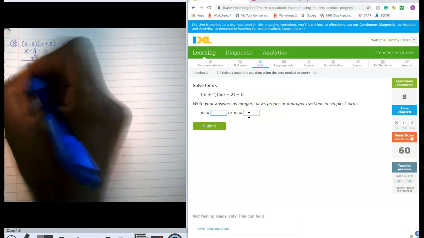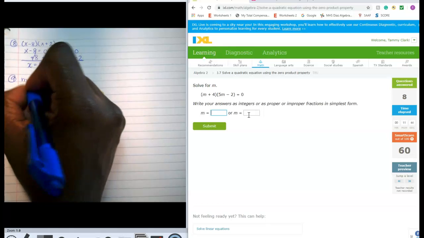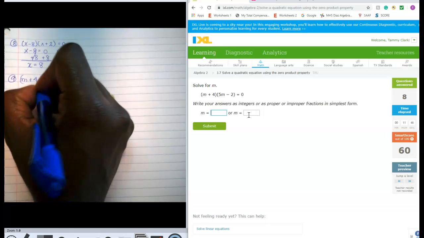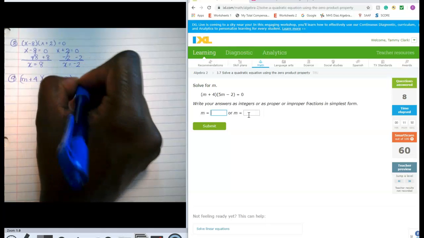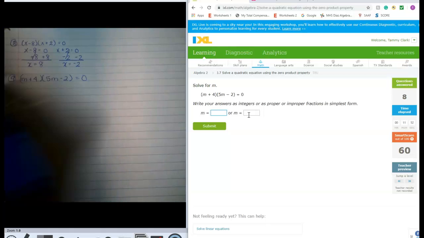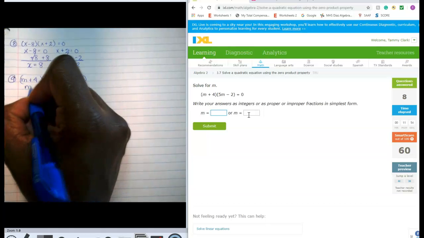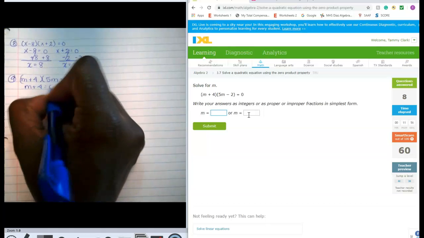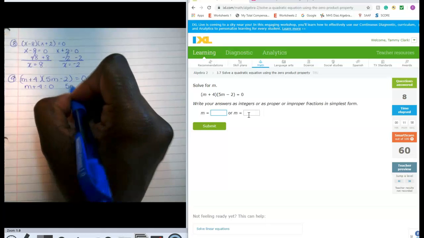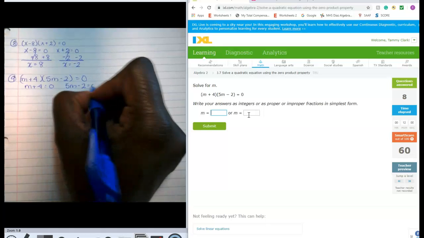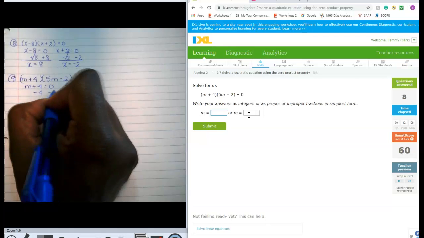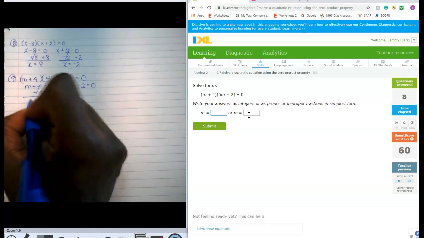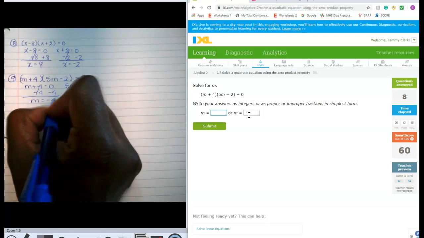Number 9, we've got m plus 4 multiplied by 5m minus 2, and that equals 0. We're solving for m. So take your first binomial, set it equal to 0. Take your second binomial, set it equal to 0, solve for m. So to eliminate positive 4, we're subtracting 4 from both sides of the equation. m is equal to negative 4.